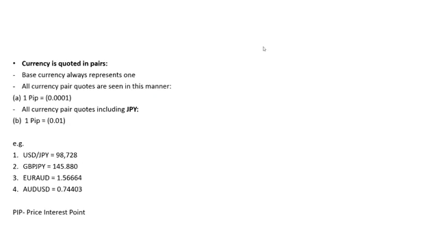Currency is quoted in pairs. Base currency always represents 1. All currency pair codes are seen in this manner. 1 pip is equal to 0.0001, meaning that 1 pip is equal to the fourth number after the decimal point. And for all currency pair codes including JPY, Japanese yen, 1 pip is seen in this manner, 0.01, meaning that 1 pip is seen as the second number after the decimal point.